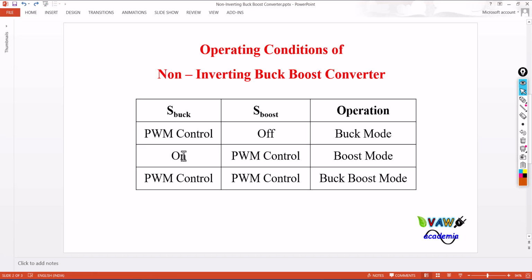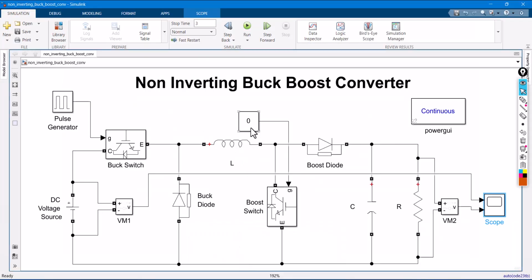Yes, the buck switch must be in on state. You should not turn it off, because if you turn off the buck switch, the entire circuit will be disconnected from the power supply. Okay, that is very important. So the buck switch must be in on state. The boost switch will be controlled by PWM. This is the second operation. What I am doing is, I am disconnecting this one.